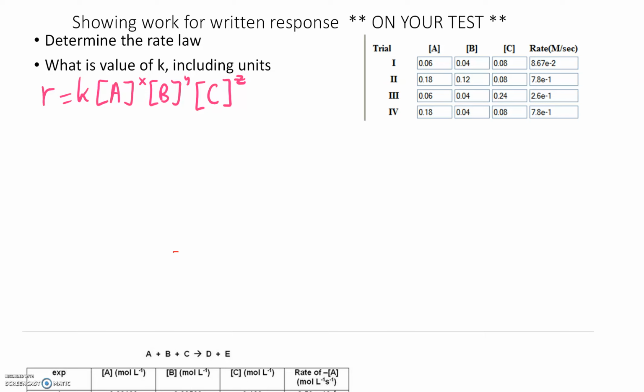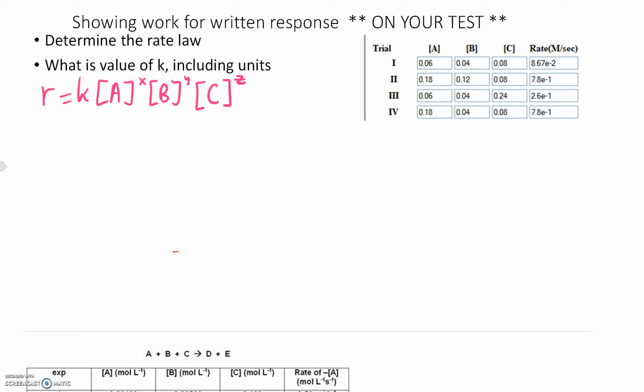So last class we looked at a table of values and used reasoning to determine reaction order for the different reactants. I'm going to show you how I will be looking for you to show the work on a written response question on your test. In a multiple choice, the reasoning that we used last class is great. In a free response, in order to be complete in your answer with reasoning, you have to do so much writing that showing it mathematically is actually faster.